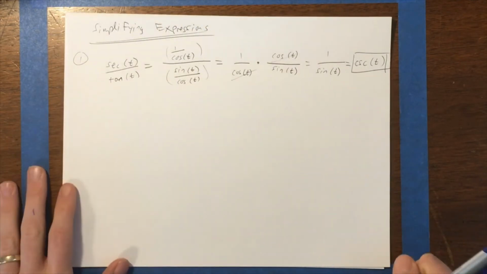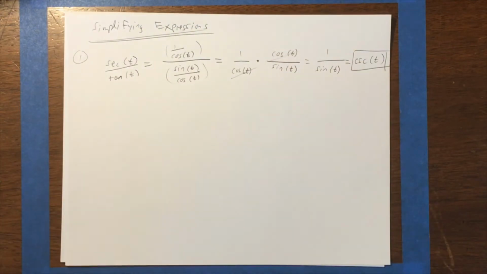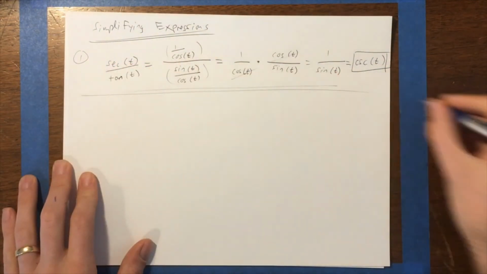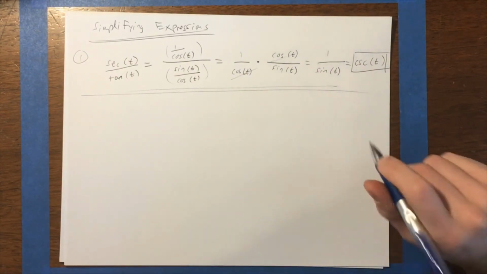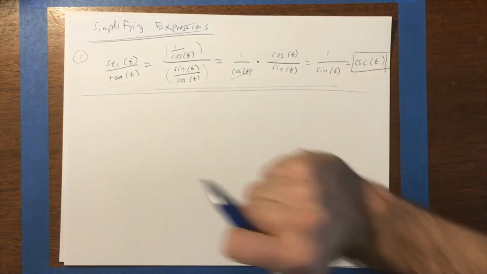So there you go. That's an example of simplifying an expression. That's the only one I'll do for this video. My arm really is genuinely getting tired, so I'm going to wrap this up as quickly as I can.